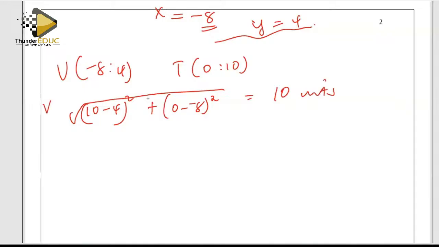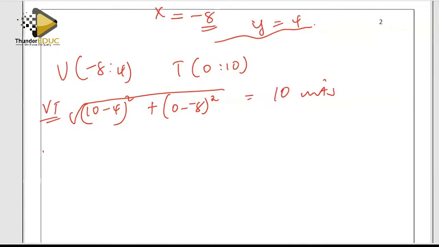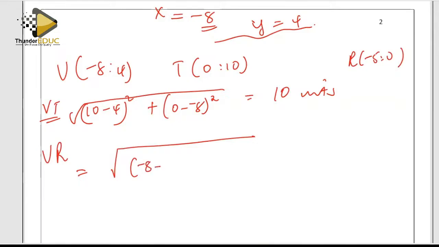Then we said we also need which other distance? We need the distance VR. So for VR, we know that our R is (-5, 0), meaning that it's going to be the square root of (-8 minus -5) squared, plus (4 minus 0) squared. When we punch this into the calculator, that's going to be the square root of 9 plus 16, meaning that it is 5 units.